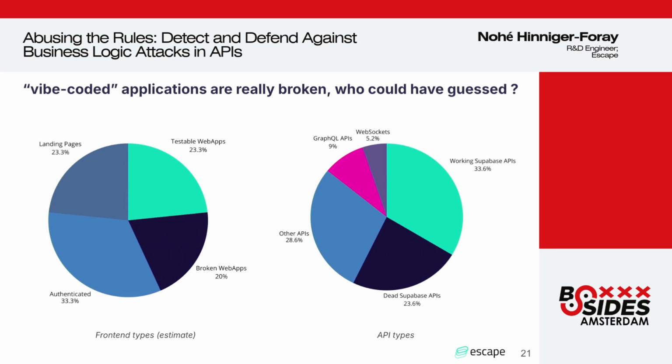Basically, for the front ends, a lot of those were either a landing page, or broken, or authenticated. Sometimes it was even just "join a waiting list", and we could not register. A lot of the vibe-coded applications were really broken. You go to the website and it's just a 500, or you click on a button and it just crashes the website. Lots of broken applications.